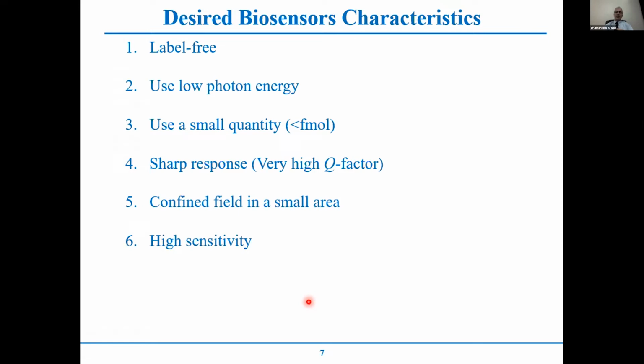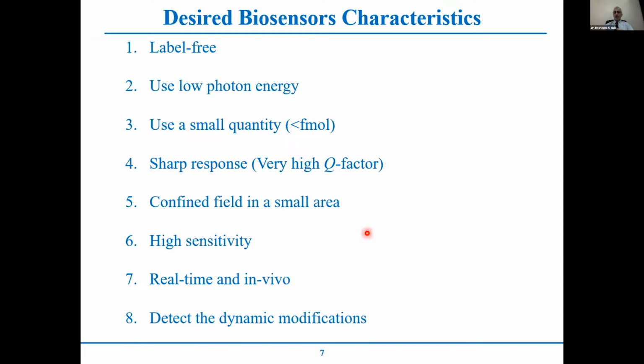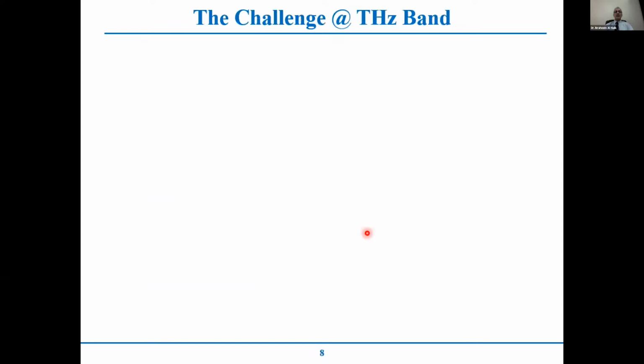That is not the end of the characteristics. We need to do it in real time and in vivo, which is maybe the next challenge that we need to work on. We have a long list of things here. And finally, to detect the dynamic modifications as things happen over time. So what is going on?